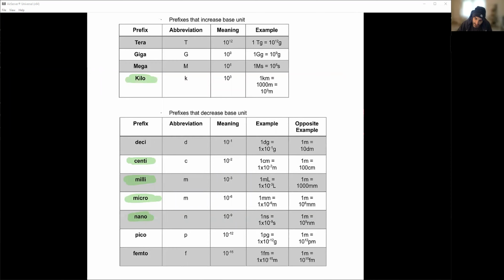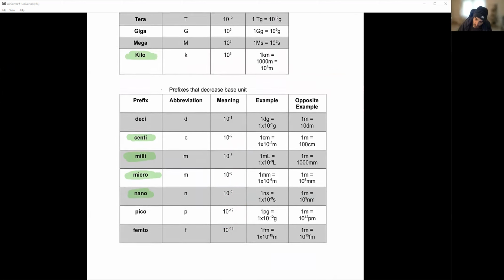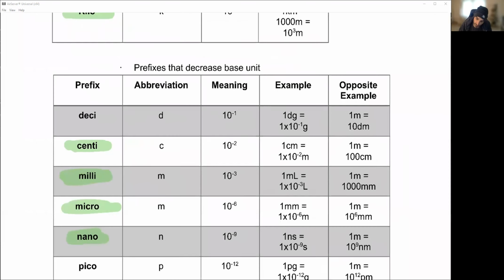By the way, the last thing that I do want to point out is the fact that these jump by 3. Okay, so each of these, it's 3 more orders of magnitude, 3 more orders of magnitude, 3 more orders of magnitude, 3 more. So if you know milli and you know the order, micro +3, nano +3, pico +3, femto +3. So if you know the order, you just multiply it out, or just add 3 each time you make that jump.